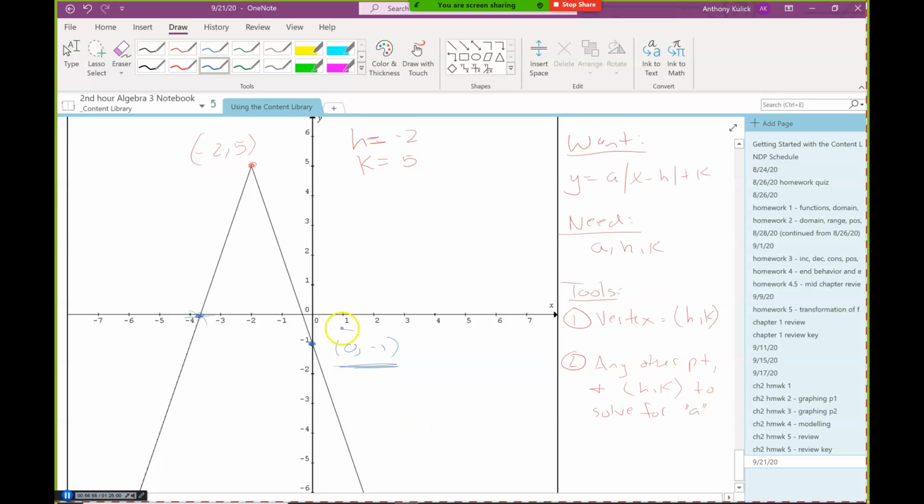So what I have here is an x and a y, right? That's what a point is. So if I go back to my equation, I have an x and a y, and I have an h and a k. If I plug all of that stuff in, I'd have -1. Well, let's write it above so it's a little easier to tell what we did. Equals a times 0 minus a -2 plus 5.